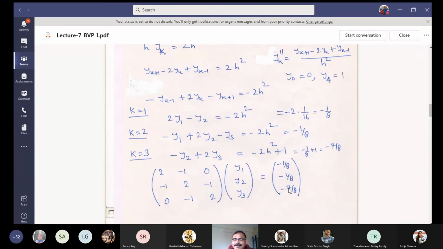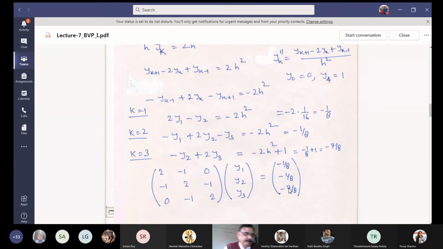Do you remember Gauss elimination? Anybody? Snehbandhu, Vardhan, Pooja Sharma? So like we can directly use the calculator to find y1, y2, y3. No, don't use that. Otherwise, you will miss something. Right? What is Gauss elimination? Can you tell me? So like we write the augmented matrix and then keep solving it. No. Nothing of that. What is Gauss elimination? First, you tell me.